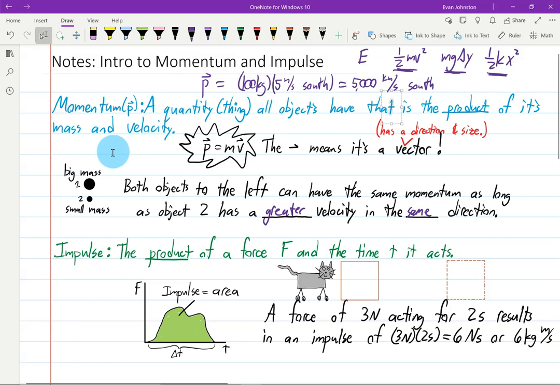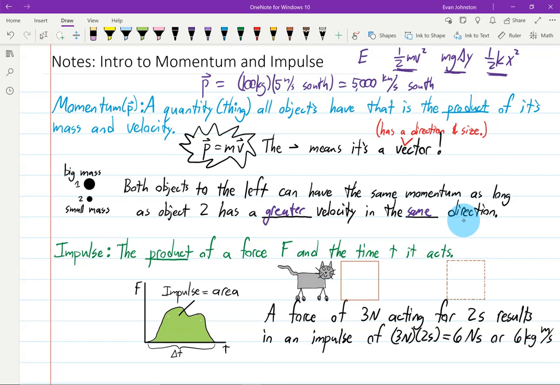Now, I have here two different little blobs, two different little masses. One's smaller, it has a smaller mass, object 2. Object 1 is much bigger, it has a bigger mass. Now, the neat thing here is both of these can have the same momentum p. They can have the same momentum, but only if the object that has a bigger mass has a smaller velocity. Or in other words, as long as object 2, the smaller one, has a greater velocity in the same direction. So the neat thing here is really that these are directly proportional.